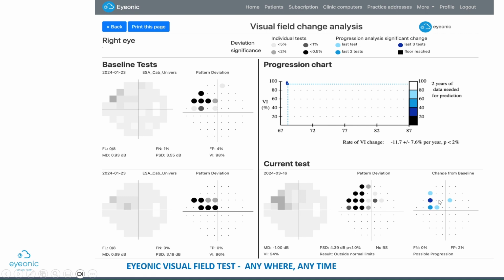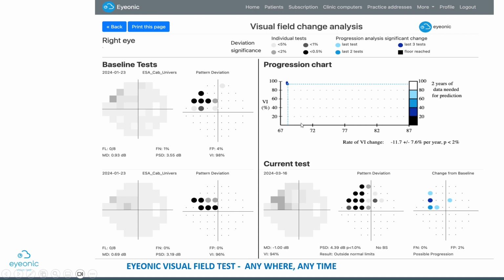This is the change from baseline. So this map here represents which points have actually gotten worse, whether only on 1 test or on 2 tests or on 3 tests. And because there have been a few points getting worse, but not a huge number, it says possible progression. Now, is the visual index, which is the overall percentage reflection of the test, getting worse over time? The first 2 tests were 98%, 96%, and the most recent one, 94%.